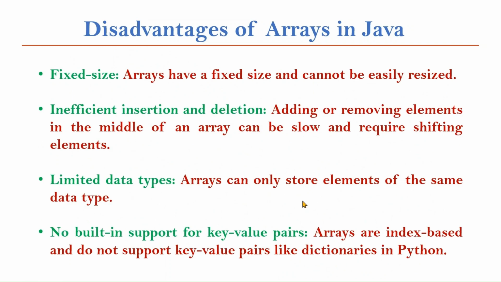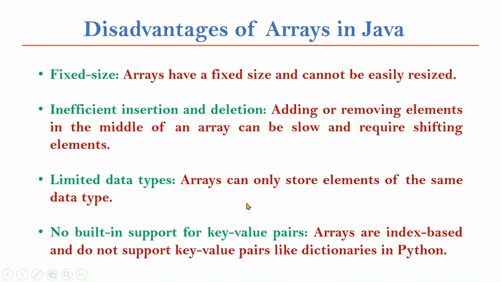Coming to the disadvantages, one is fixed size. Arrays have a fixed size and cannot be easily resized. If suppose in between I want to increase the size of the array, I can't. So that is one problem. Inefficient insertion and deletion. Adding or removing elements in the middle of an array can be slow and require shifting elements. Suppose if at all I want to insert one element into between the array, then I need to see that the element which was in that particular position where I want to insert needs to shift one step forward to the next level. So it is somewhat a tedious task to be done.